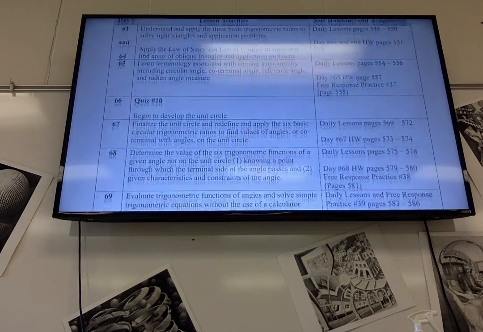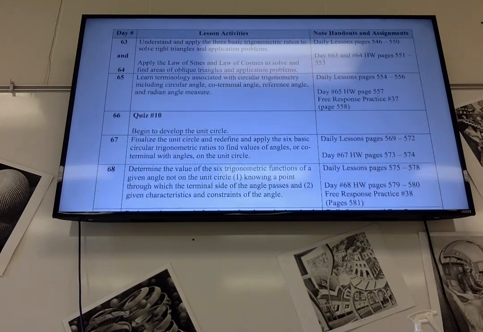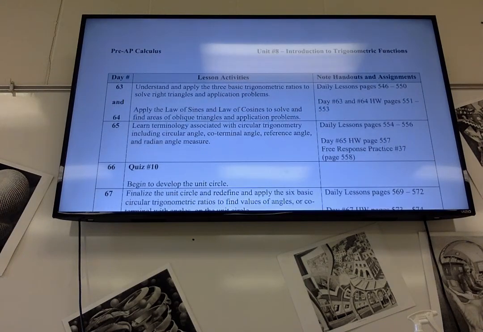So, as you can see, this unit has to do with trig functions. If you don't have a calculator, go ahead and grab your line because we're going to use it for some things and not for others.